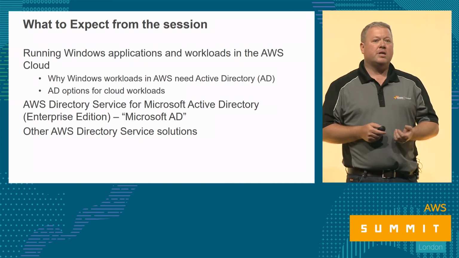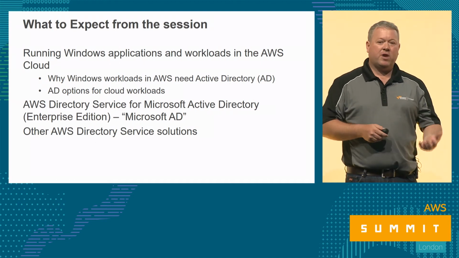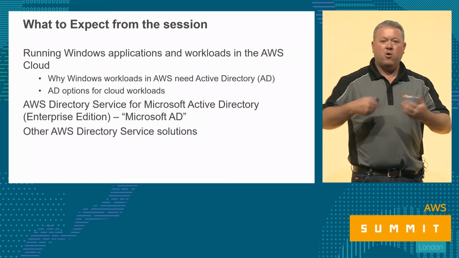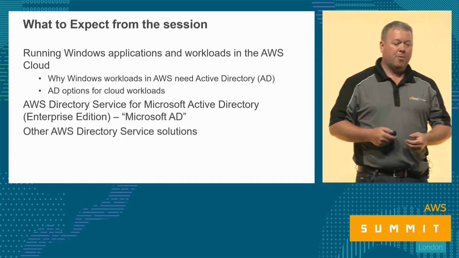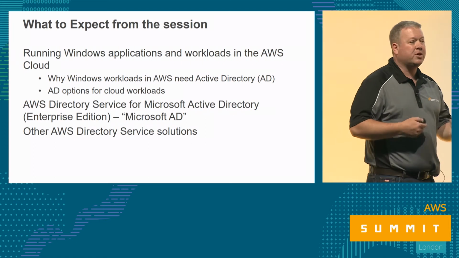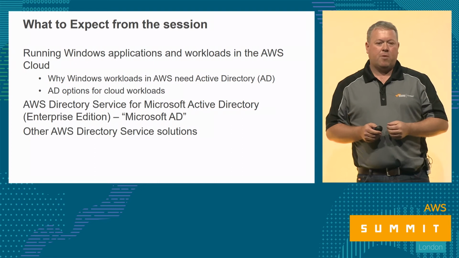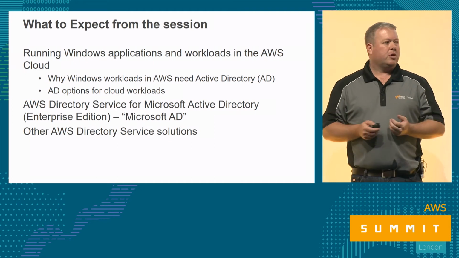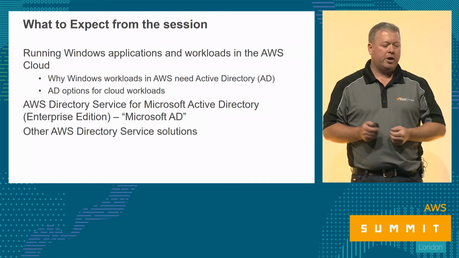Throughout this presentation, you'll hear me refer to directory services. If I say directory services, I'm talking about your directory, or your directory running on EC2 for Windows. If I talk about Microsoft AD, I'm talking about the AWS service, Microsoft AD. And then towards the end of this, we'll talk about the gotchas and what you need to watch out for when deploying Active Directory on EC2. So we'll run you through the journey.